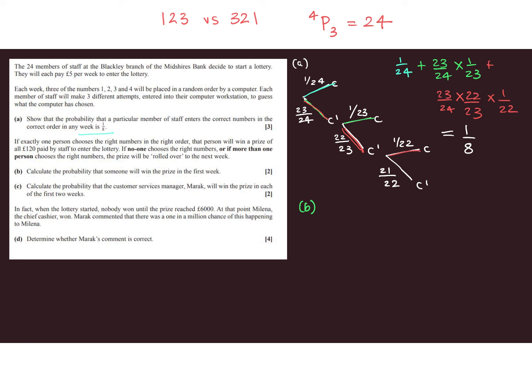Now, let's take a look and see what's happening. Calculate the probability that someone will win the prize in the first week. So, essentially, this is a binomial distribution.